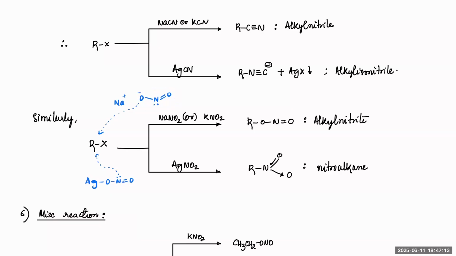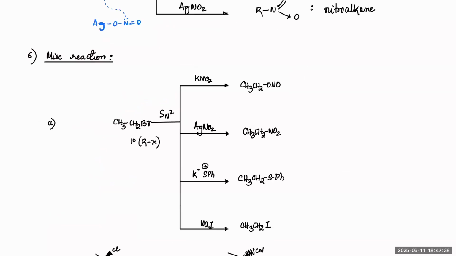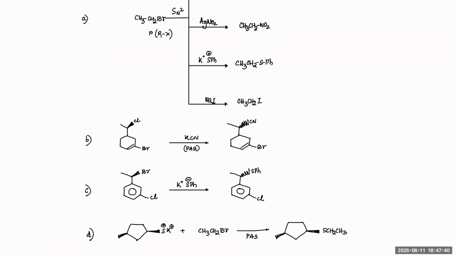This is an ionic bond. So O minus is present, which is a better donor. That will attack. Here it is connected with silver, so nitrogen is a better donor. So that will attack. So KNO2 or NaNO2 end up getting alkyl nitrite, while AgNO2 ends up getting nitroalkane. Correct? So please check these miscellaneous reactions A, B, C, D quickly.